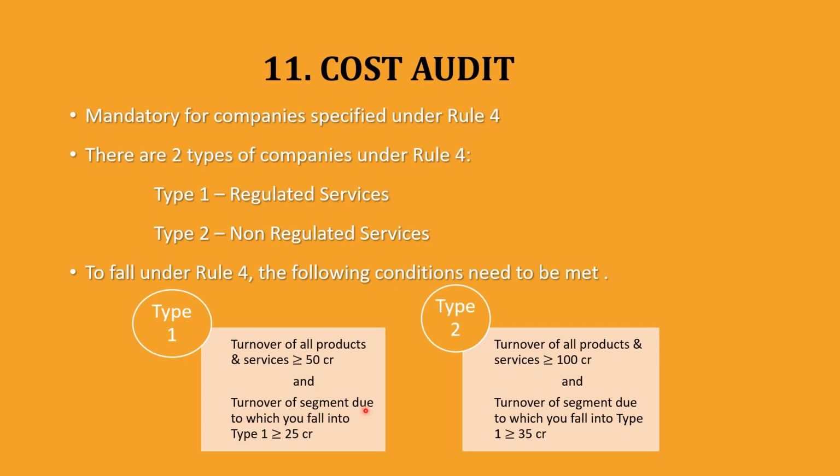the turnover of that one particular segment due to which you are falling under type 1 category has to be greater than equal to 25 crore. Supposing you are manufacturing 10 products. Now, one product makes you fall in type 1 segment. That product should have the turnover greater than equal to 25 crore. And turnover of all the products and services combined together should be greater than equal to 50 crore. This is type 1 rule.